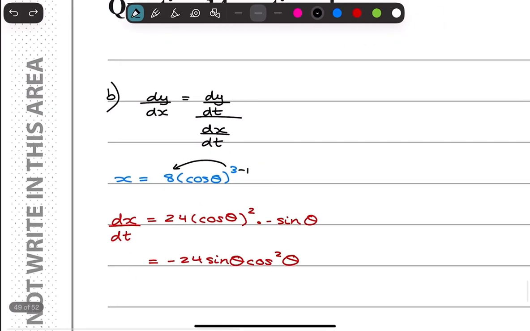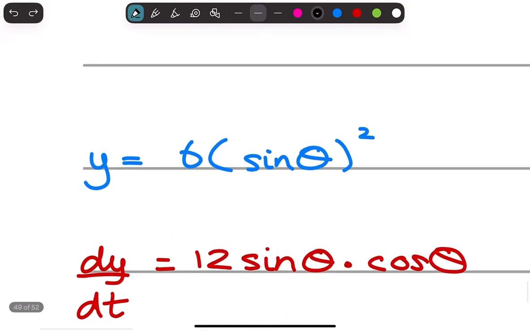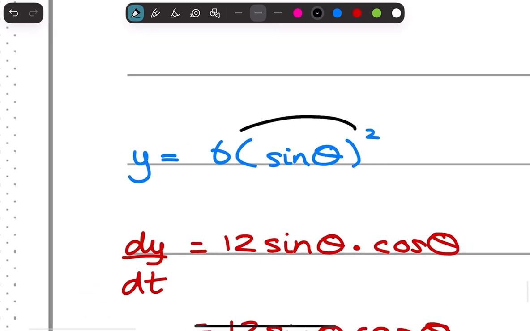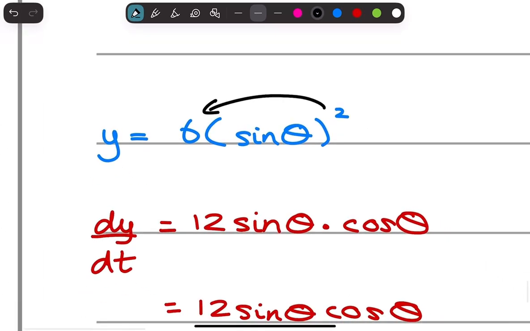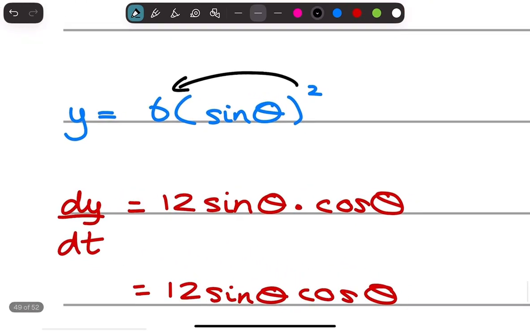If that's a bit difficult for you, make sure you're doing a lot of practice on the chain rule for differentiation. So the same thing with y. This is slightly easier, I think. The first thing you do is you times the 2 down to the 6 coefficient, which gets you 12 sine theta, and then you times whatever's inside the bracket by its differential.